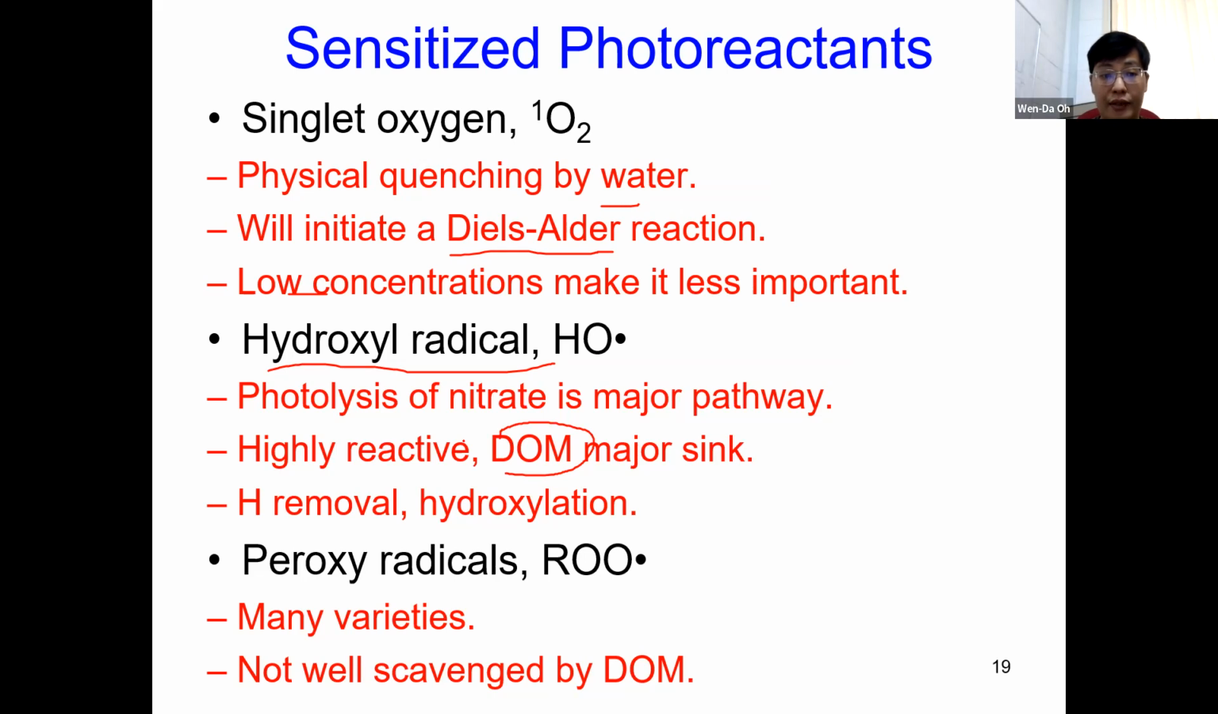different radiation, right? Then we have peroxyl radicals, and this one has many varieties. It can have different R groups. You have CH3, you have ethane group, you have many different kinds of alkyl groups, alkene groups, many different varieties. And they are not well scavenged by DOM.